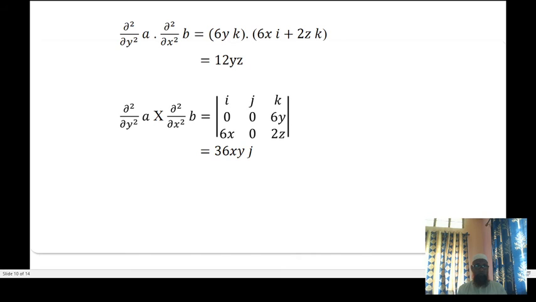Now ∂²/∂y² of a cross ∂²/∂x² of b equals the determinant with rows i j k, 0 0 6y, and 6x 0 2z. So i into 0, 0, then minus j into the term, which gives j times 0 minus 36xy, so minus into minus is plus 36xy j, and k is again 0.